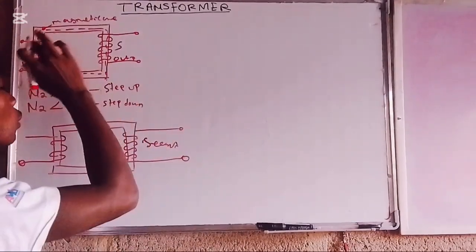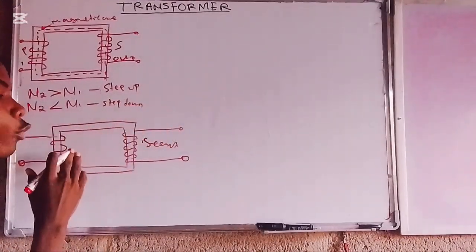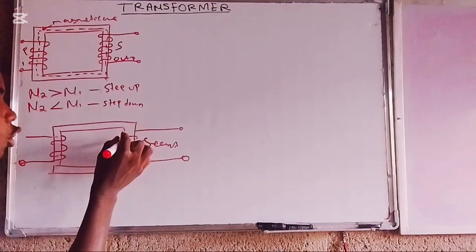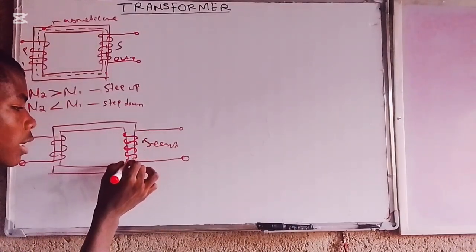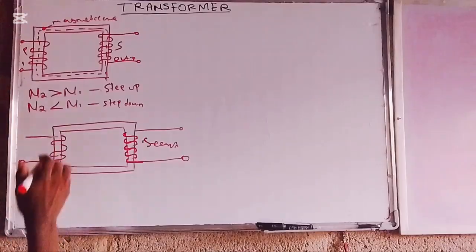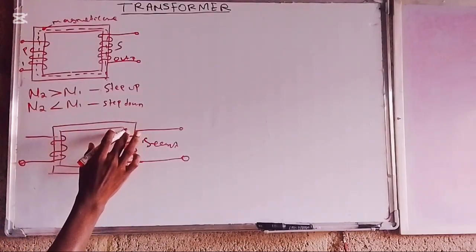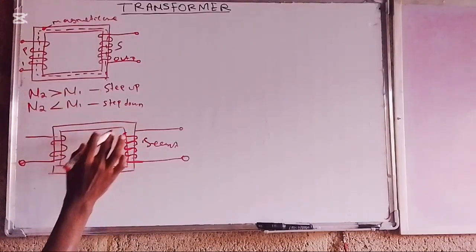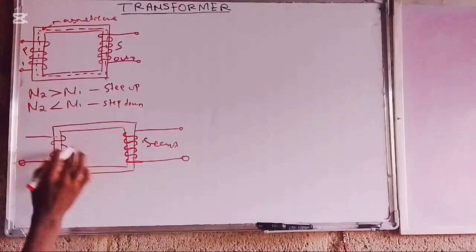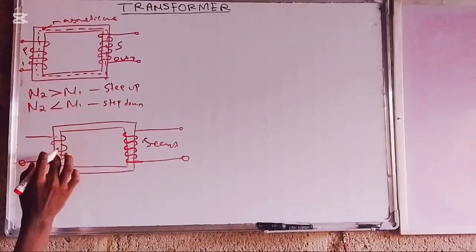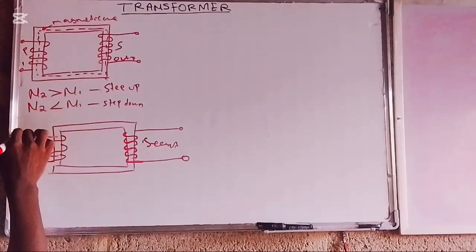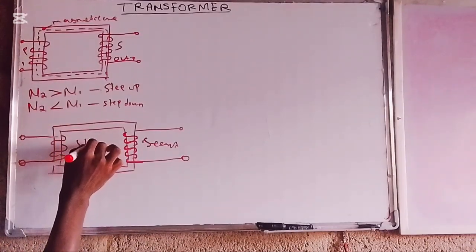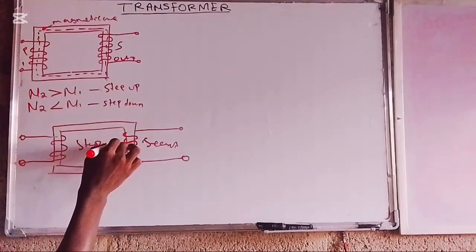We have primary winding, we have secondary winding, and therefore we have primary turns and secondary turns. These are the turns. As you can see, we have how many turns? 1, 2, 3, 4, 5. And on the other side we have 1, 2, 3, 4. So the number of these turns is greater than this. Therefore, this transformer is said to be step up.